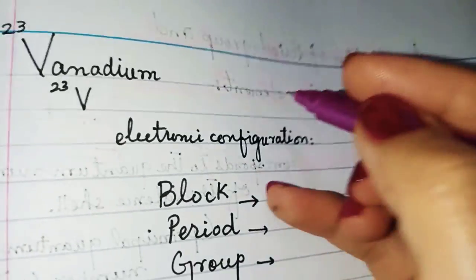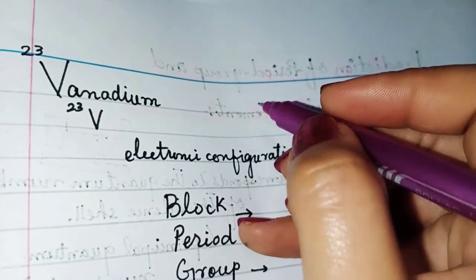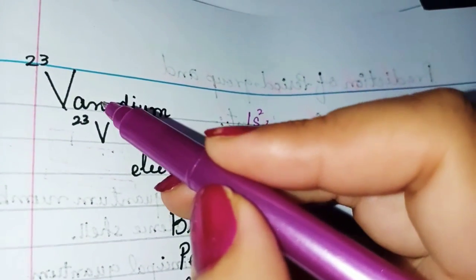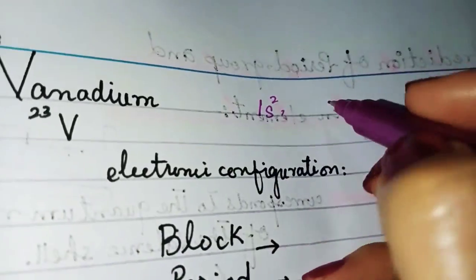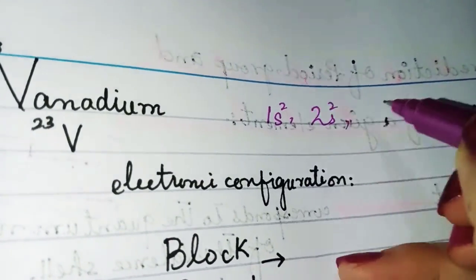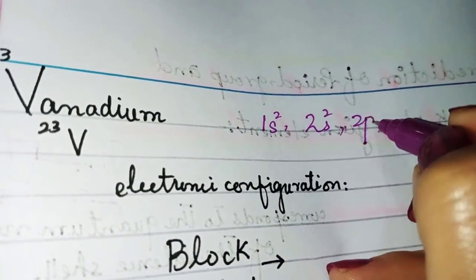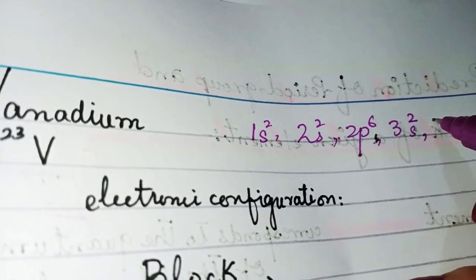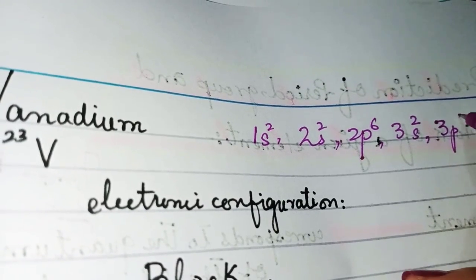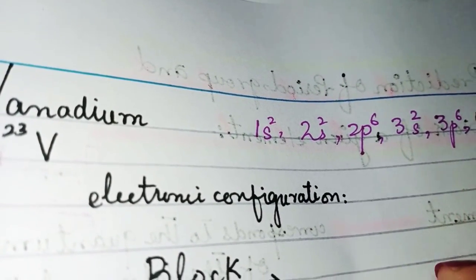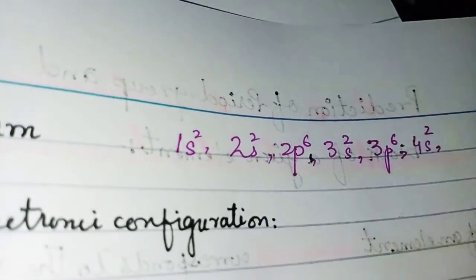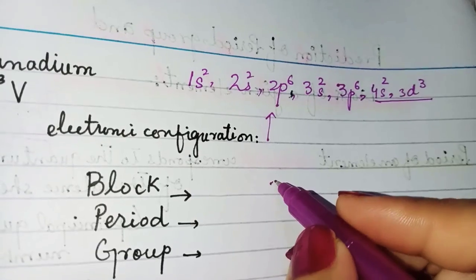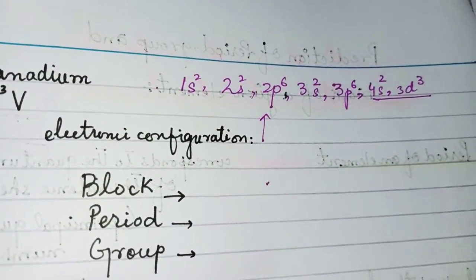One last example is of vanadium, so let's figure it out. First of all, write the electronic configuration. Since it has atomic number 23, that is 1s2, 2s2, 2p6, 3s2, 3p6, 4s2, and 3d3.